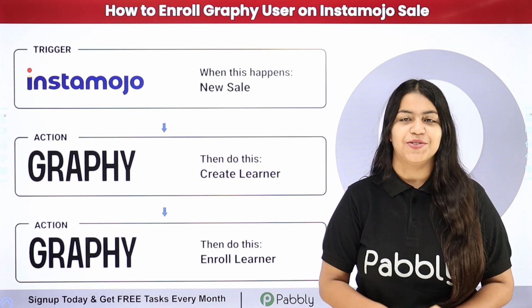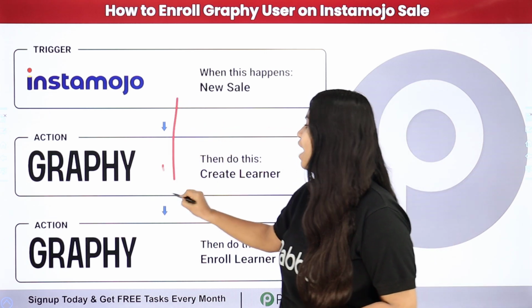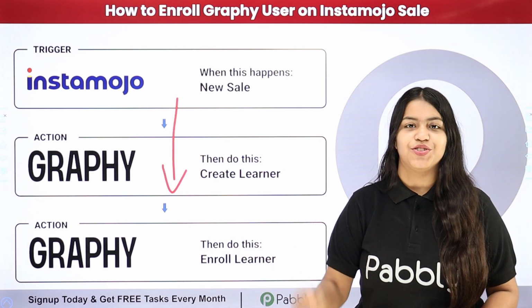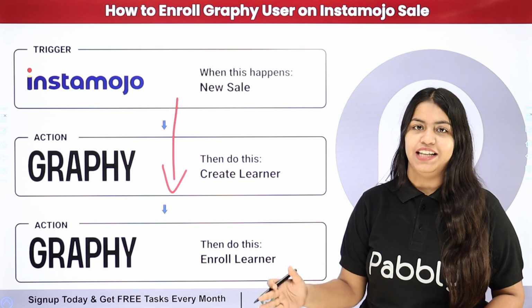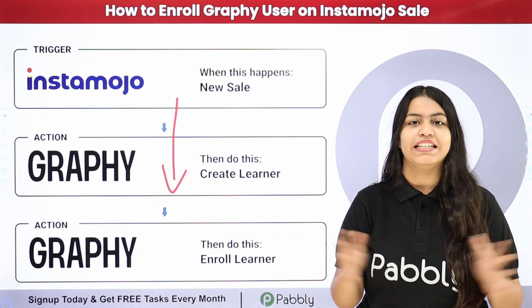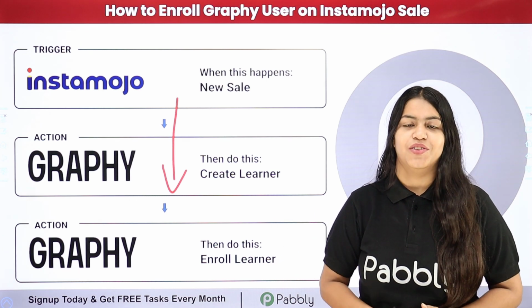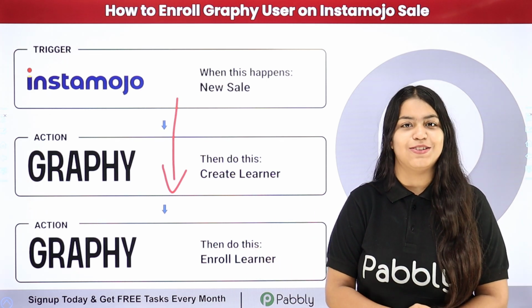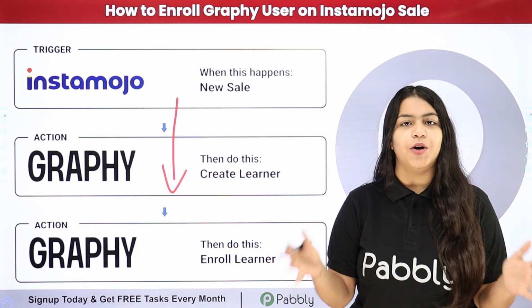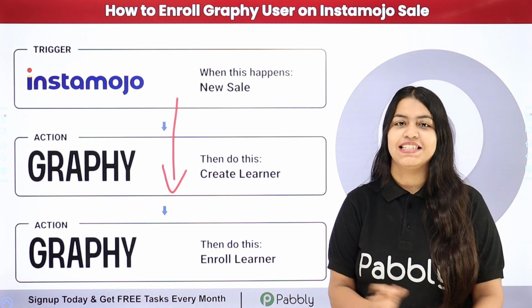So to do this, we are going to create a connection between Instamojo and Graphy. To create this connection without knowing any programming or coding language, we are going to use Pabbly Connect. It is an amazing automation software. So do you also want to learn this process step by step and create this automation for your business? So for that, you have to come with me towards my screen.